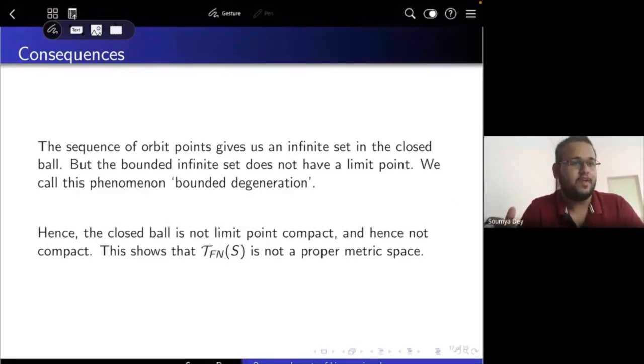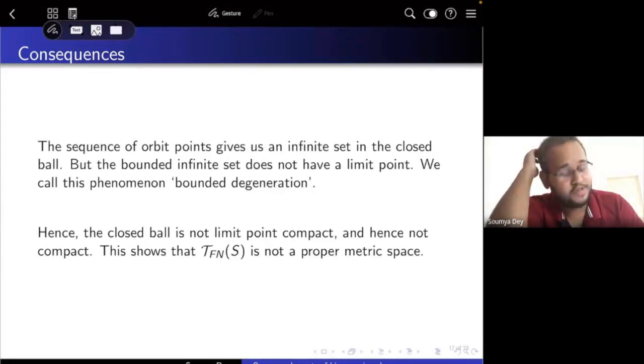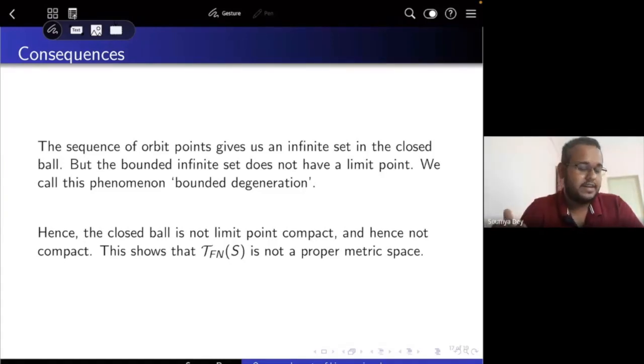This kind of phenomenon is called bounded regeneration. This is somehow the first time some such example has been shown. One consequence of this fact would be that this Fenchel-Nielsen Teichmüller space is not a proper metric space.